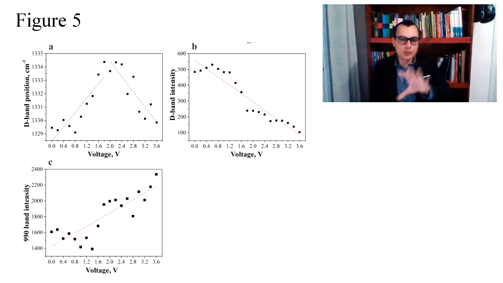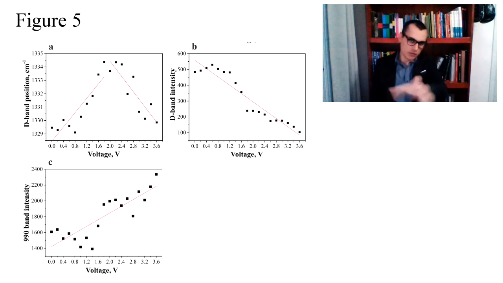Okay, let's move on to figure 5. And here we have other important features. Figure 5 presents the D band position, the D band intensity, and the 990 band intensity as a function of applied potential. In figure 5a, the reversible shift in the D band position is highlighted.